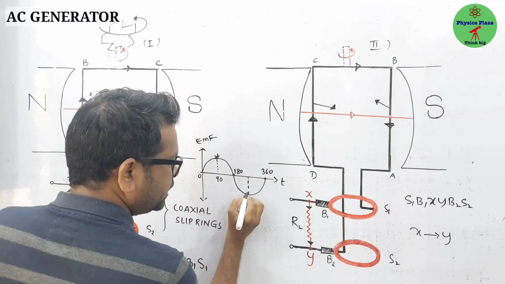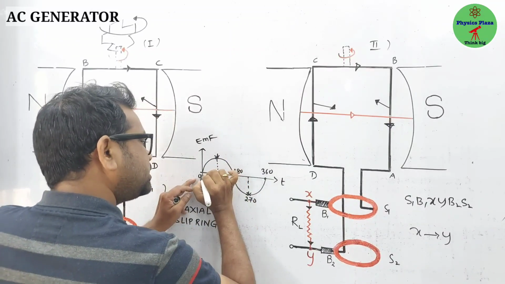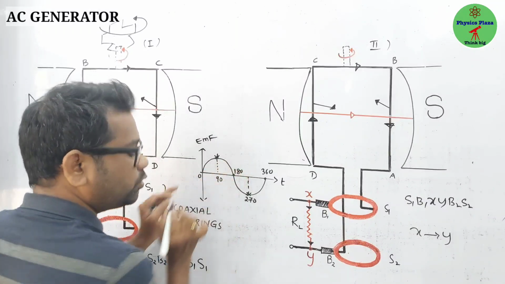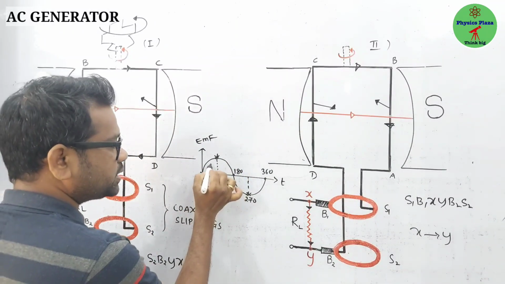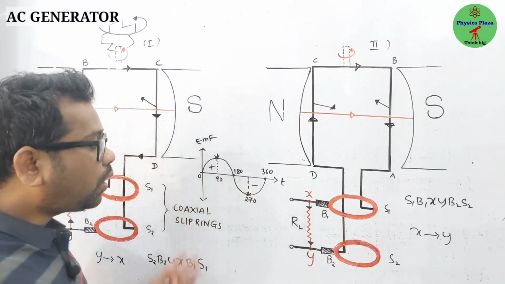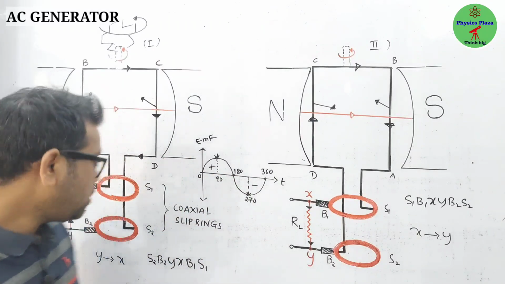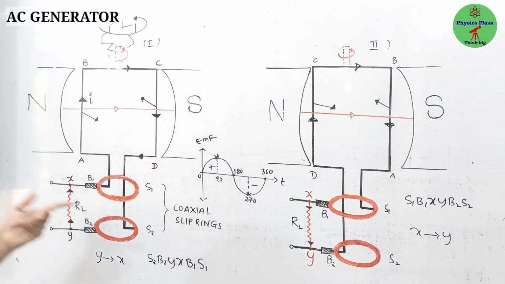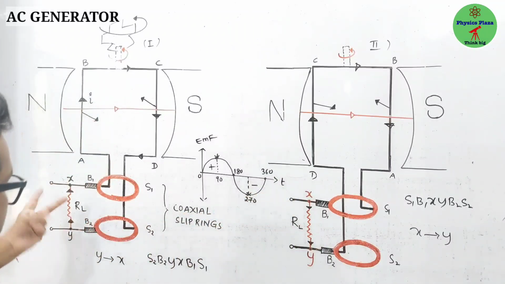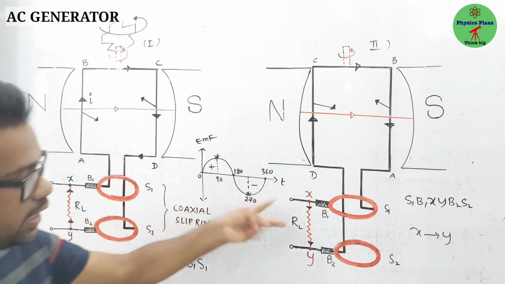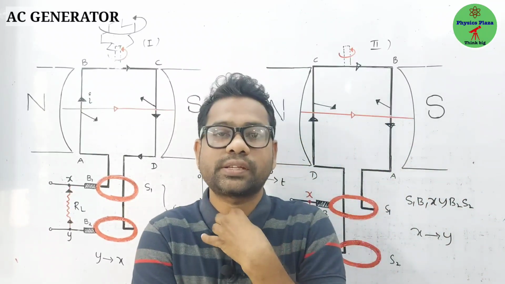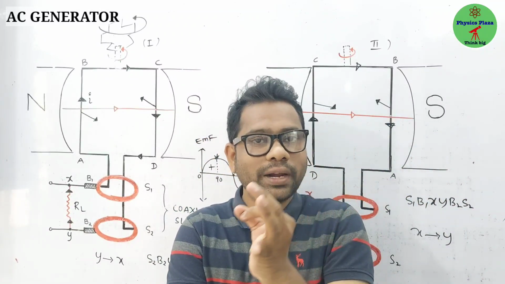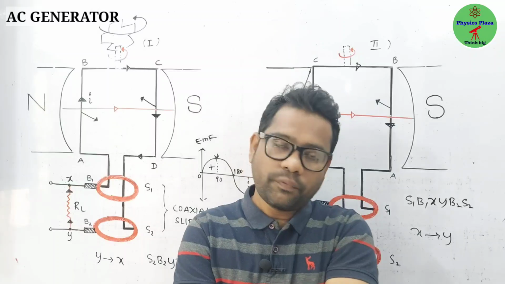Maximum EMF means maximum current. Try to understand, children, the change is what we have to calculate, very important. Alternatively, let us say it's a plus, then it is a minus. It is changing alternately, from x to y, y to x, x to y. Alternatingly the polarity will be changing continuously. That's what we call alternating current. Is it clear? Fine, children.